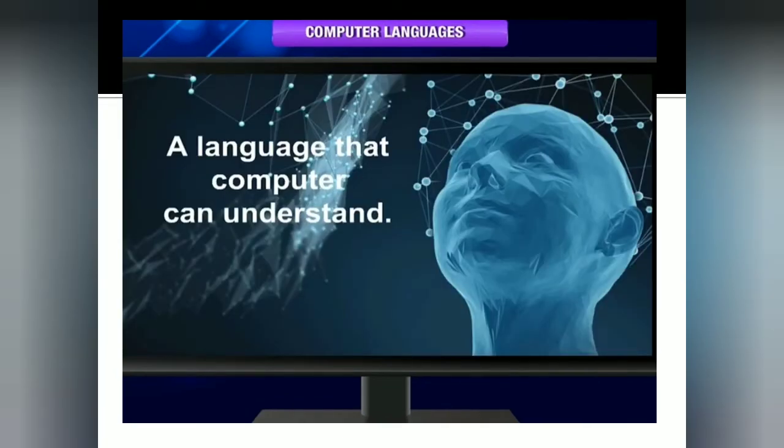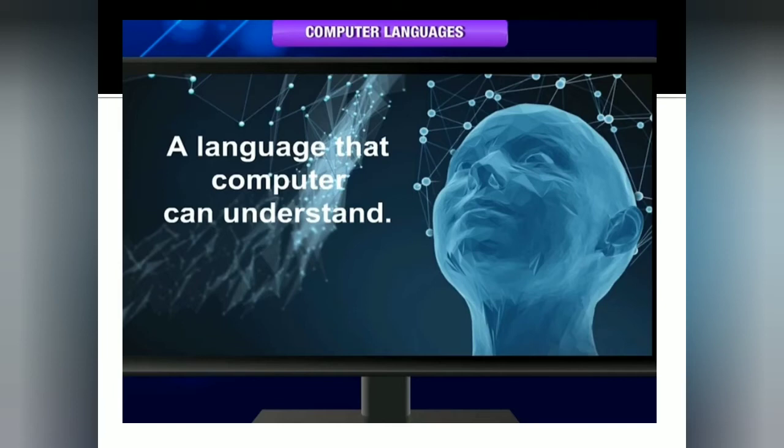So first of all, tell me, why do we need a computer language? Because computer is just a machine. Can computer work on its own? Answer is no. So in order to make it work, we as a user have to give instructions to the computer. We have to give instructions either using the keyboard or using the mouse. So either way we are trying to communicate with the computer.